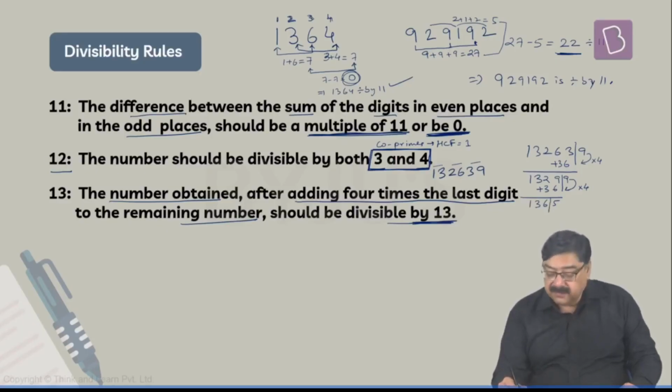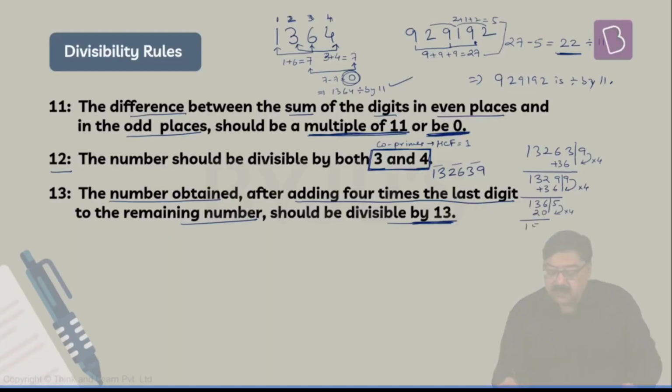Again take the last digit, 5, and multiply it with 4. We get 20. So what do you get? 156. Take the last digit here, 6 into 4, that is 24. 24 plus 15 is 39, which is divisible by 13. So hence the complete number is divisible by 13.